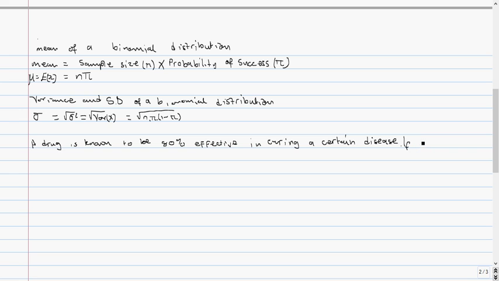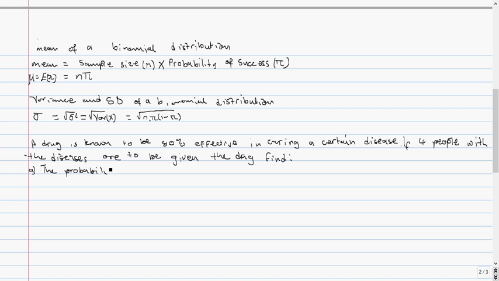If 4 people with the disease are to be given the drug, find A, the probability that more than 2 are cured.